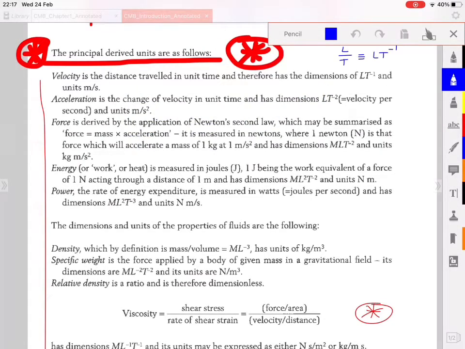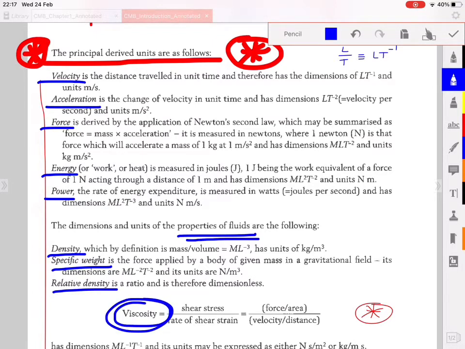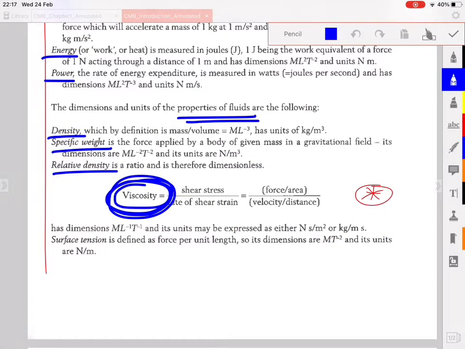Looking at the derived units, we are dealing with velocity, acceleration, force, energy, power, and then various properties of fluids, including of course density, which is a very basic one, and then specific weight, relative density and viscosity that we'll deal with more in chapter 3, and finally also just touch on surface tension.